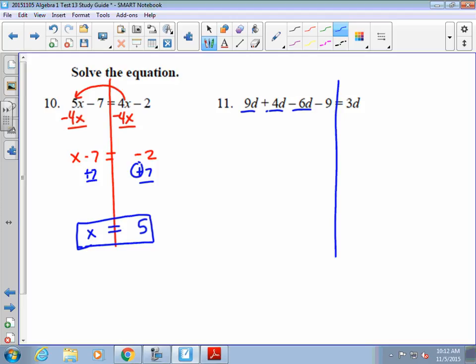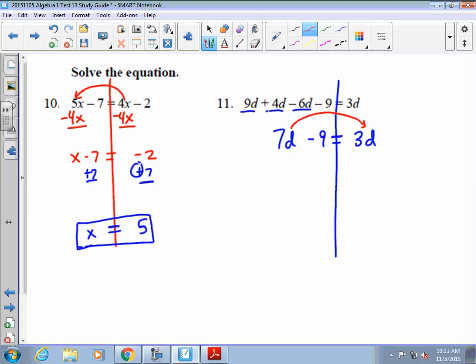13D minus 6D is 7D. You still have negative 9 there, equals 3D. Now, typically, just like number 10, we would bring our smaller 3D over to our larger 7D side. But since we have negative 9 on the left and we don't have a constant term on the right, it is faster in this case to bring our larger 7D to our smaller 3D side.